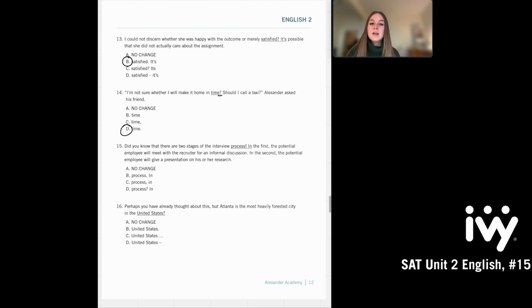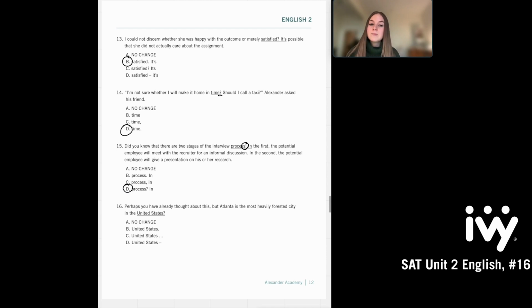Number 15. Did you know that there are two stages of the interview process? In the first, the potential employee will meet with the recruiter for an informal discussion. In the second, the potential employee will give a presentation on his or her research. So in this case, the first sentence of this question actually is a question. Therefore, we should change that exclamation mark to a question mark.